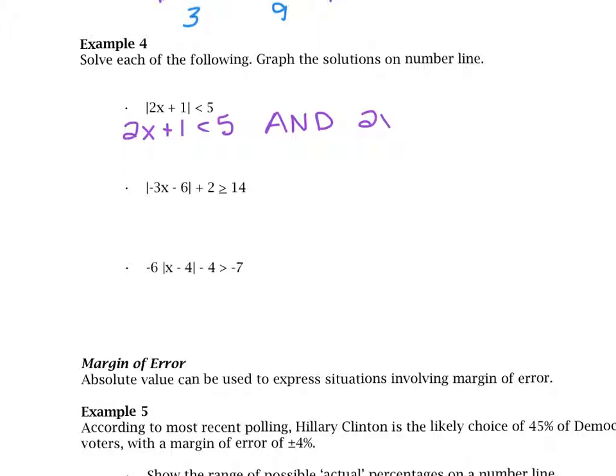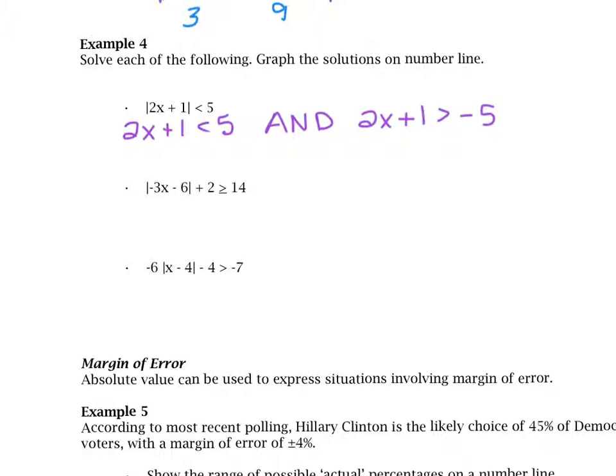2x plus 1 would also need to be bigger than negative 5. See how that works? So I always set up the first one looking exactly like the problem, and the second one with the inequality flipped and the negative sign there. Okay, because the negative numbers run backwards from the positive numbers.